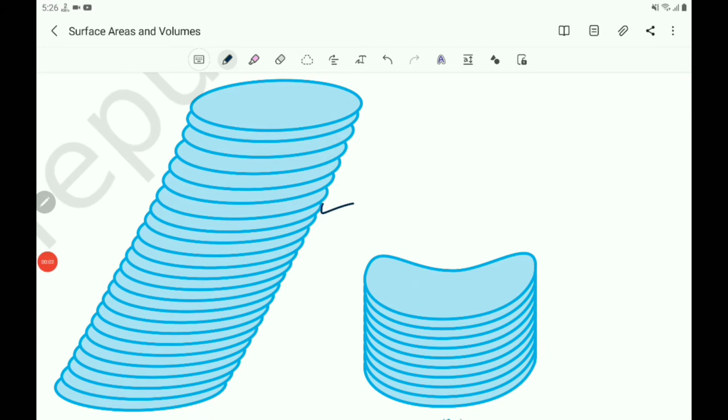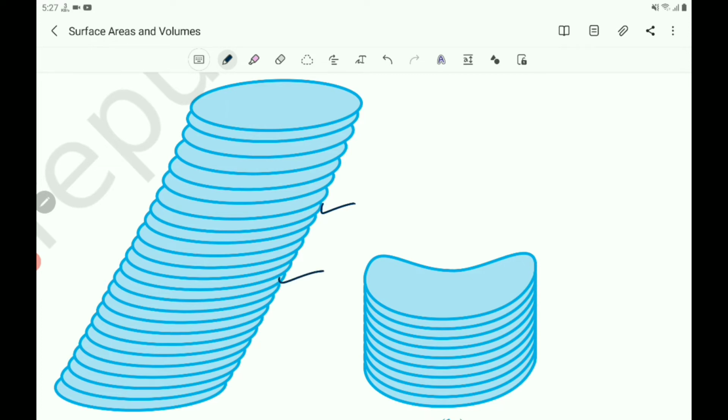Now you observe this figure. This is not a right circular cylinder. Here you see a cylinder which is certainly circular, but it is not at right angles to the base. So we can say that it is not a right circular cylinder.